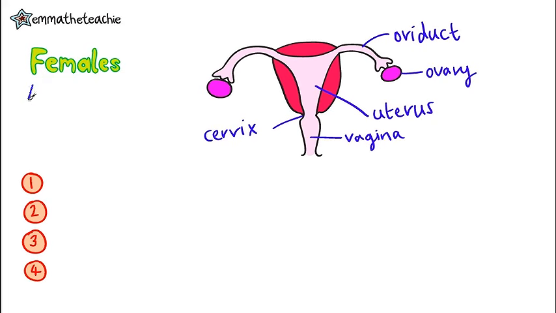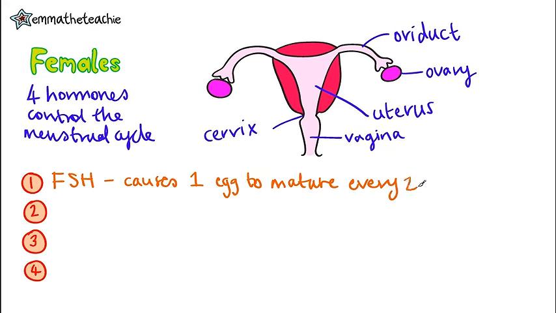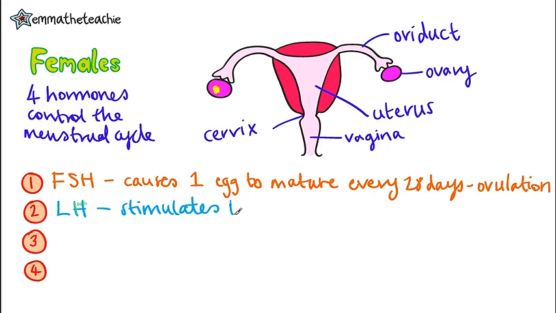Okay, so there are 4 hormones that you need to know about that control the menstrual cycle. The first is FSH, which stands for follicle stimulating hormone. This causes one egg in the ovary to mature every 28 days, which is called ovulation. Here's our mature egg. Luteinizing hormone, or LH, stimulates the release of the mature egg. Up here, we can see that it will travel out of the ovary and into the oviduct.